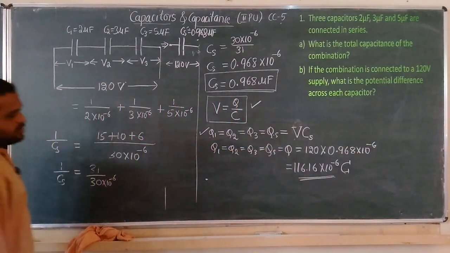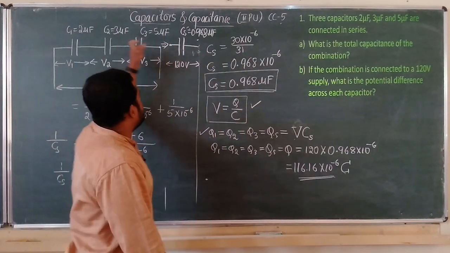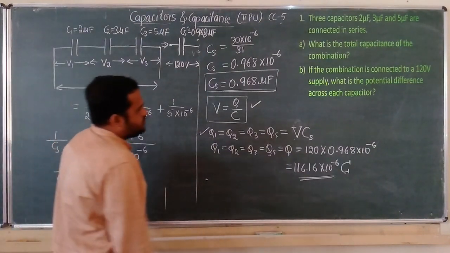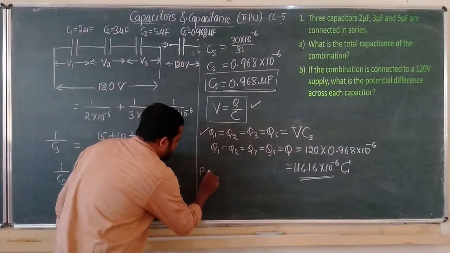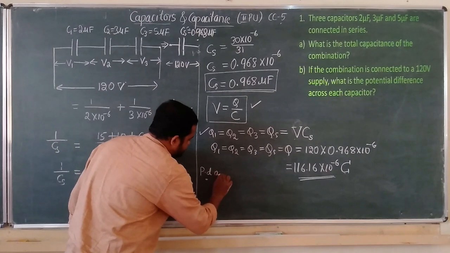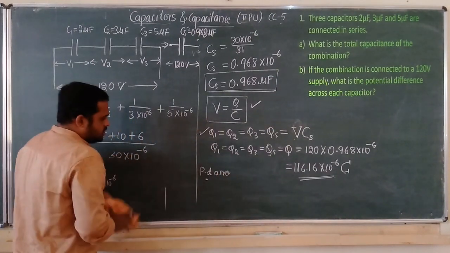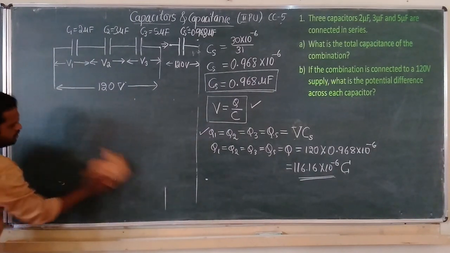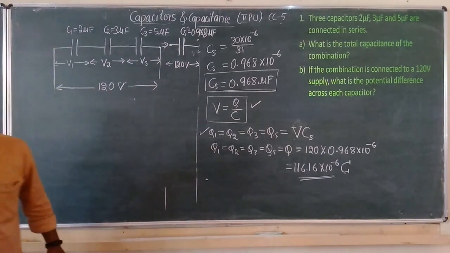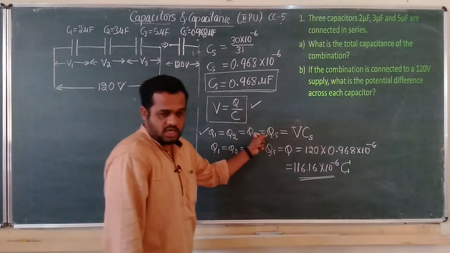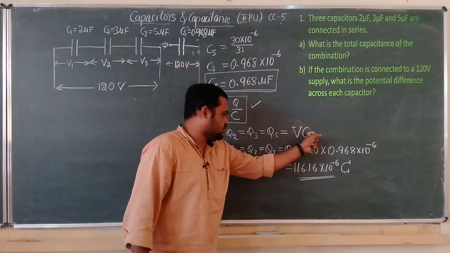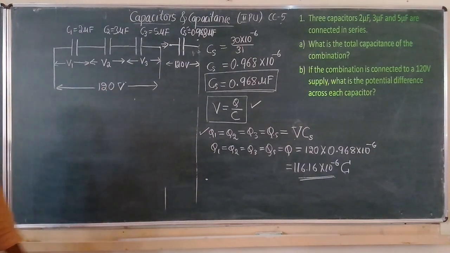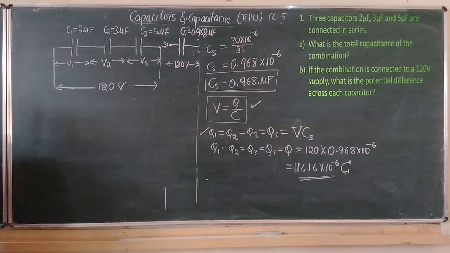116.16 microcoulomb charge is stored in each capacitor of the series combination. Therefore, the potential difference across each capacitor can be found. I think it is clear. The amount of charge stored in each capacitor is equal to the effective charge, and its value is 116.16 into 10 power minus 6 coulomb, that is the charge.